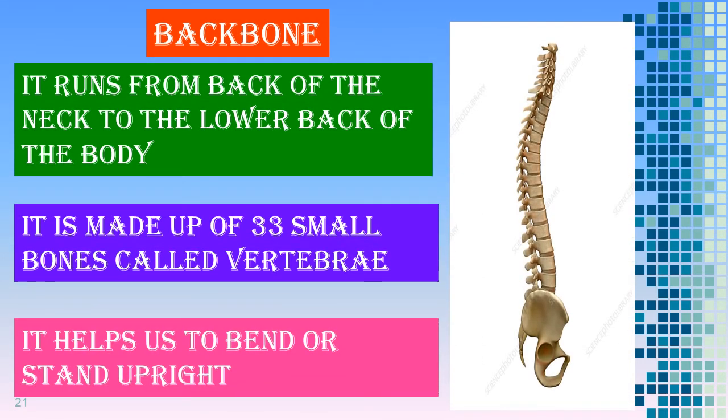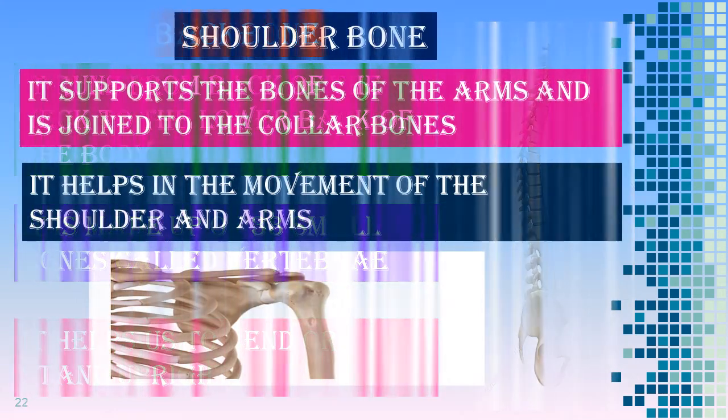The next part of the skeleton is the backbone. It runs from the back of your neck to the lower back of the body. It is made up of 33 small bones called vertebrae. These small bones are joined to each other. It helps us to bend down, to pick up things, or to tie our shoelaces. It also helps us to stand upright.